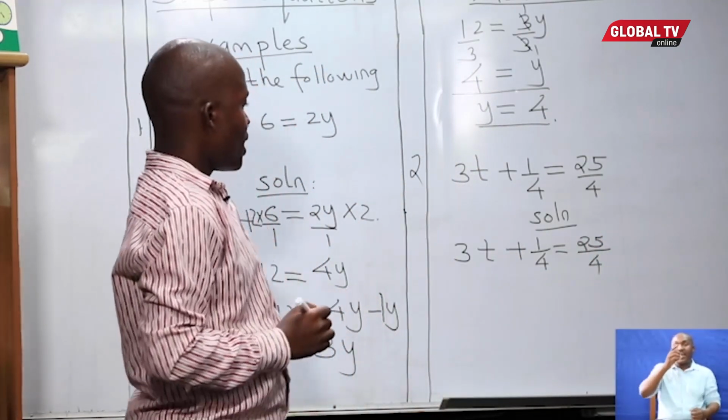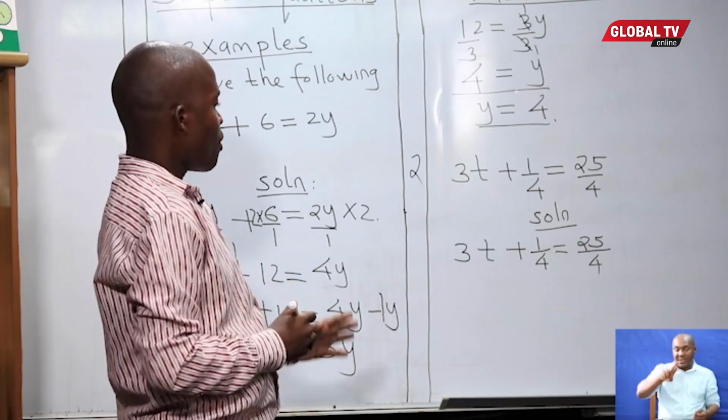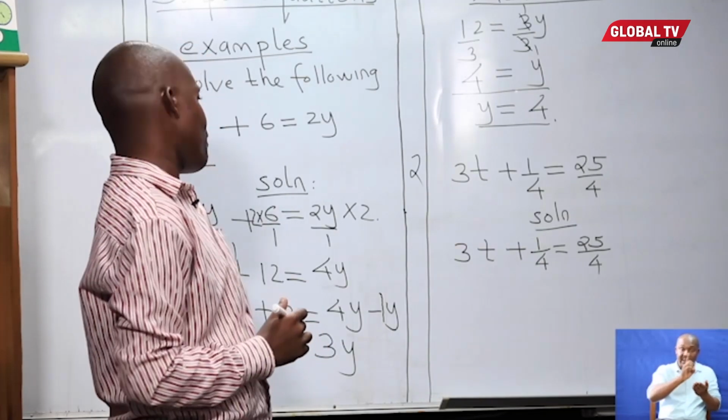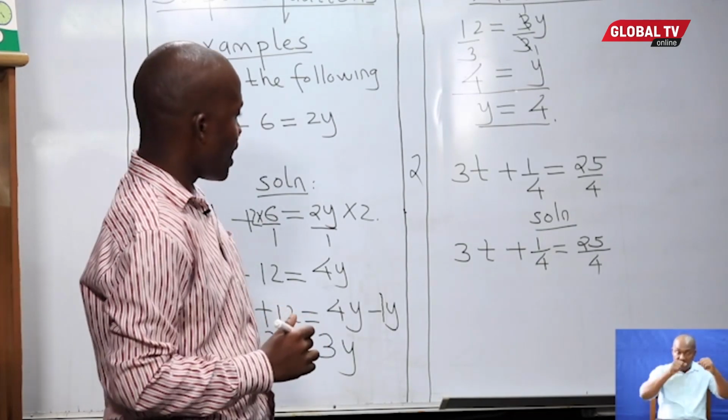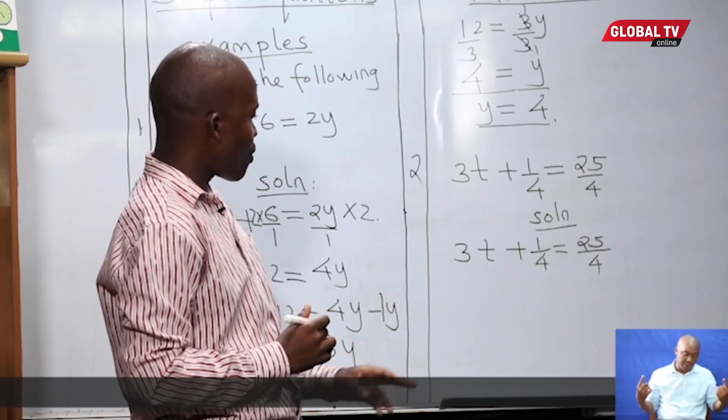Again, from this question, we have a denominator. Our denominator there is number 4. Therefore, step number 1, we are supposed to eliminate denominator number 4. To remove our denominator number 4, we multiply each term by number 4.